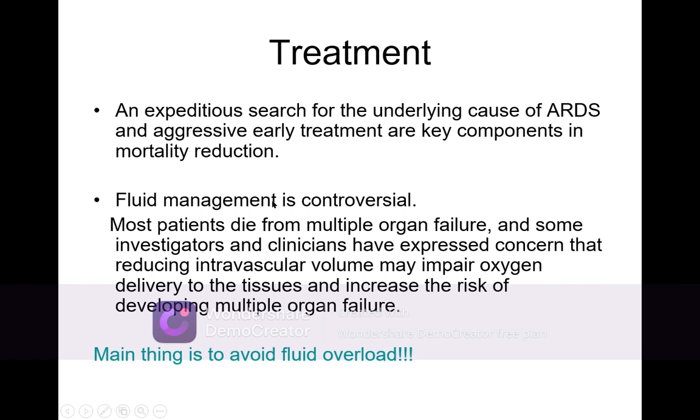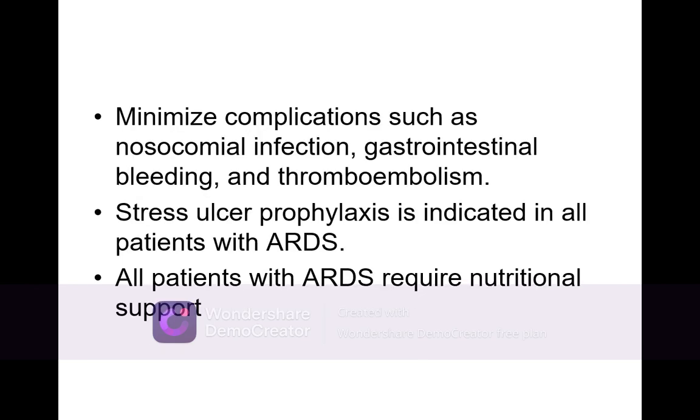You also go for antibiotics in very high dosages, and multiple antibiotics are used because the gastric contents contain different types of bacteria which are commensal to the GIT, but not commensal to the lung. Gram positive, gram negative, and you have to cover the anaerobic bacteria. You can minimize complications such as nosocomial infection, because the patient is lying for maybe 2 or 3 weeks, and thromboembolism; stress ulcer prophylaxis should be indicated. Nutritional requirements should be fulfilled properly.